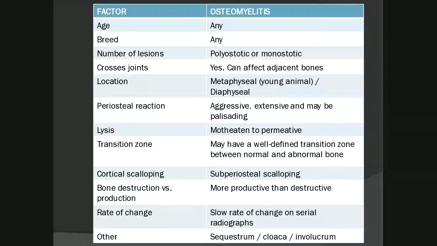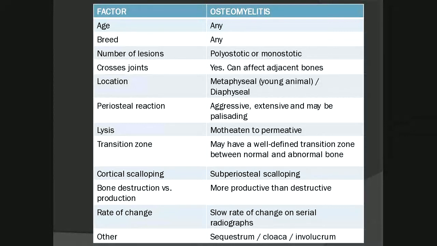It can cross the joints and affect adjacent bones, which is important. A lot of neoplasms don't. The location tends to be metaphyseal in the young animal because of that sluggish blood flow, or diaphyseal, because that's where the main blood supply comes in. For traumatic osteomyelitis, the location is not that important because bite wounds or fractures can really occur anywhere.